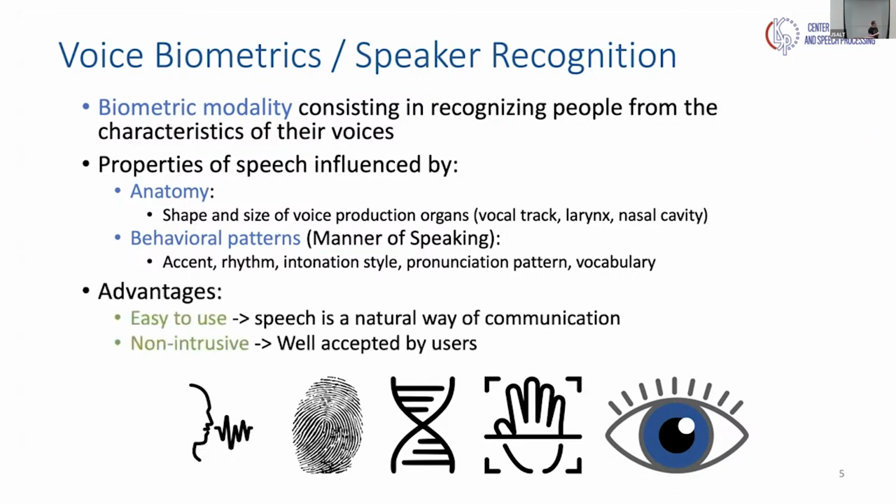There are many types of biometric modalities available. You have speech, fingerprint, DNA. But speech has certain advantages. Basically, one is that it's easy to use because speech is a natural way of communication, and also it's non-intrusive. That means that it can be well accepted by users. Because, for example, if you want to use the fingerprint, usually you have to put your finger on some sensor that may be dirty and you don't want to touch. You know, with all the COVID thing, we have been more careful with what we touch, and we are more conscious of getting sick because we touch something that has some kind of virus, right?